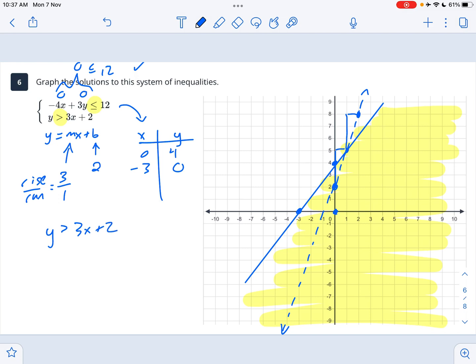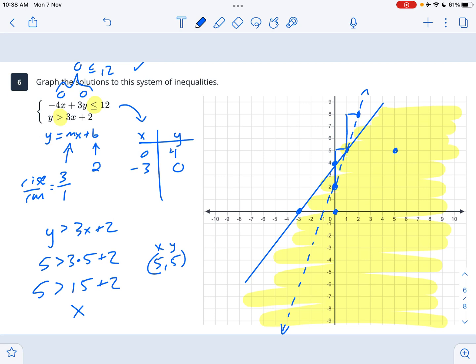I always pick the origin. Let me pick something else. Let's pick, I don't know, something like 5, 5. I'm just randomly picking that point. So if I picked 5, 5 and plugged that in for x and y, I'm going to get 5 is greater than 3 times 5 plus 2. Is that true? Is 5 greater than 15 plus 2? It is not, because that ends up being 17. So 5, 5 is not a solution.